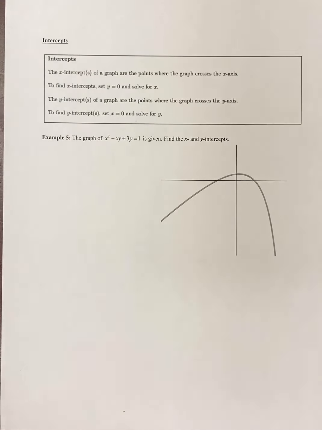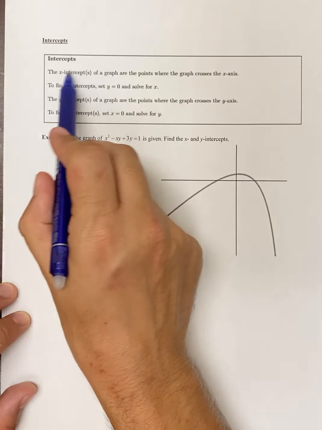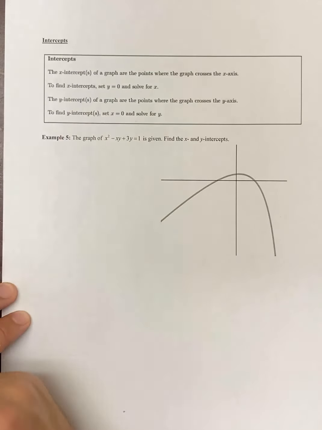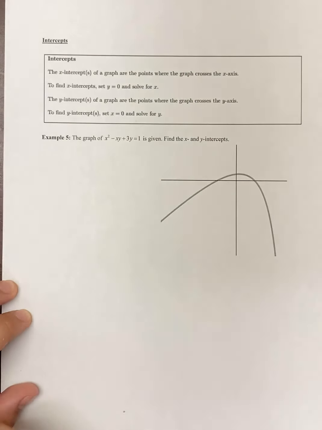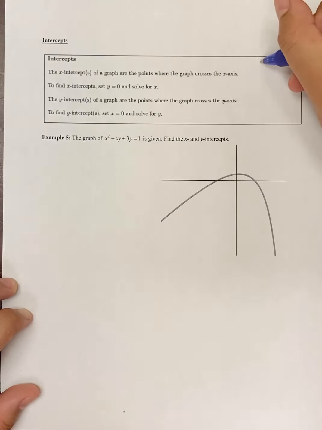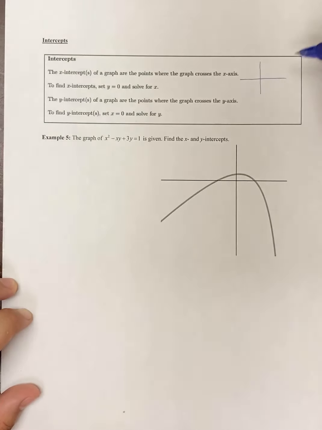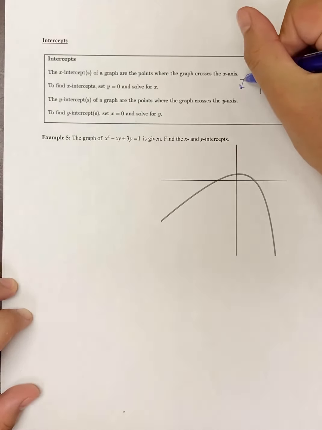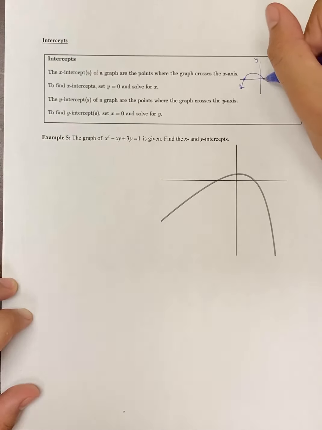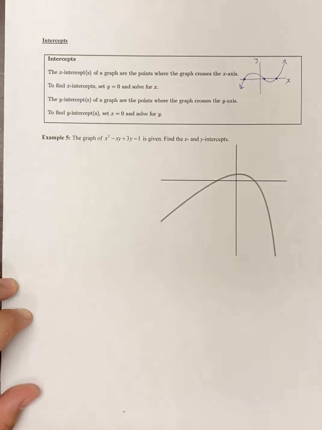Some of the most important points on the graph of any equation are the intercepts. The x-intercepts, of which there could be 0, 1, or more than 1, are the point or points where the graph touches or crosses the x-axis. So for example, if I have a graph that looks like this, I've got the x-axis and the y-axis. The x-intercepts, this one happens to have 3 of them. These are the points where the graph touches the x-axis.